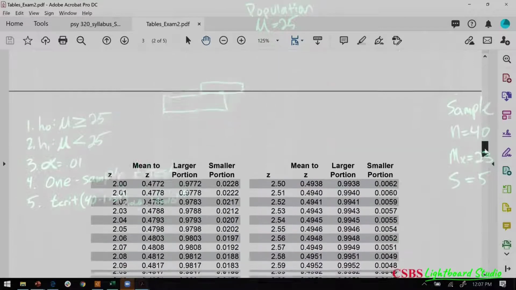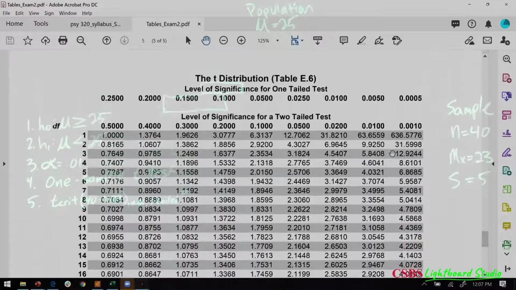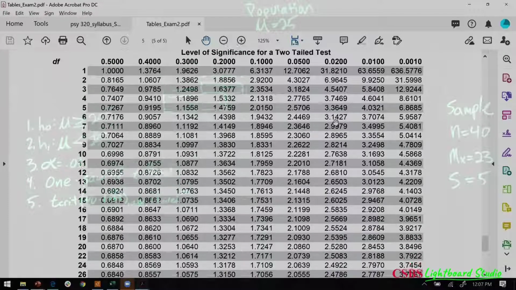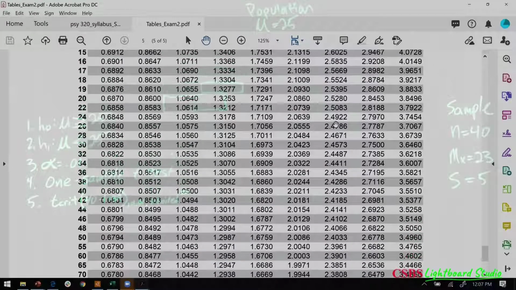I'm going to scroll down a little bit until we come to the t-table, which is here. So the t-distribution. Again, we want one-tailed, so we're sticking with everything up here, and I need the one-tailed test that's at 0.01. So at 0.01, I'm going to scroll down till I find 39 degrees of freedom. Now, I did this sort of on purpose because if you notice, there's 38 and there's 40. You have a choice.